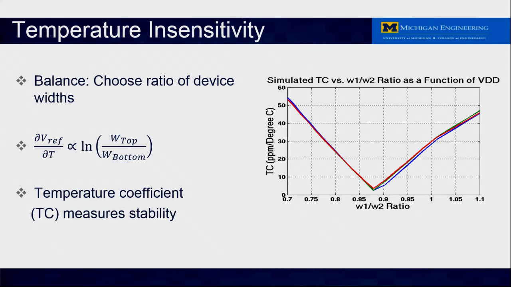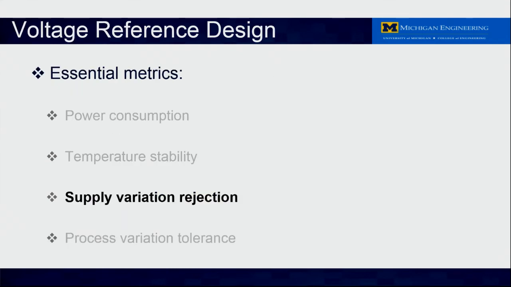For the 2T reference, the output voltage is related to the natural logarithm of the ratio of the device widths. By properly choosing the ratio of the device widths, the temperature dependence of the reference may be eliminated. The temperature sensitivity is defined by a quantity called the temperature coefficient. Shown on this plot is the temperature coefficient plotted as a function of the device ratios, and we can see a clear minimum point that may be achieved by selecting the proper ratio. So let's now consider the power supply rejection requirement.